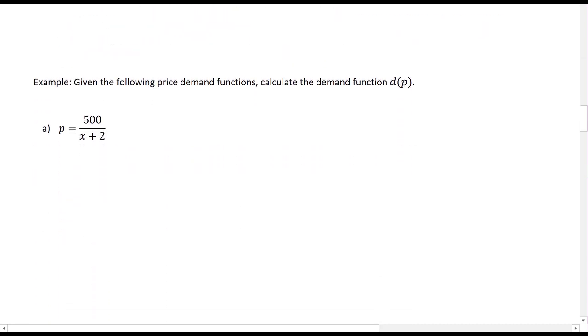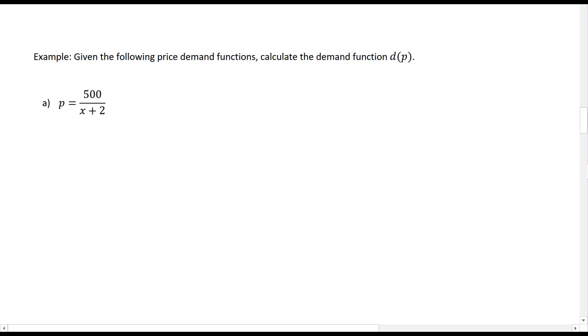Here we go. For example here, we have our price function. So remember, little p is price. We have our price function is 500 over x plus 2. They want us to calculate the demand function. Remember, the demand is how many units that you sell. So anytime it says solve for the demand function, it just means solve your equation for x.